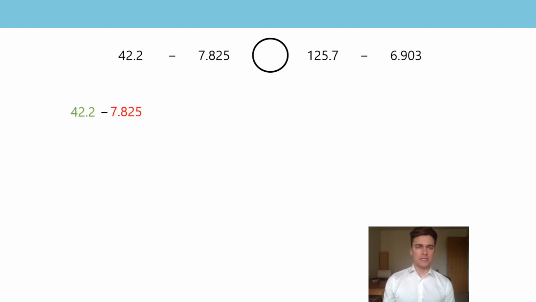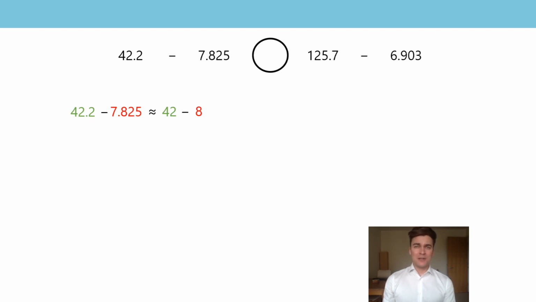So 42.2 subtract 7.825, the approximately equal to expression would be 42 subtract 8. Now, although the numbers are easier to work with now, they look simpler. It's 42 subtract 8, that's still going to take some mental work to find the difference.